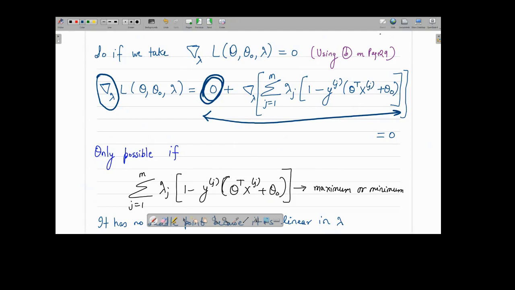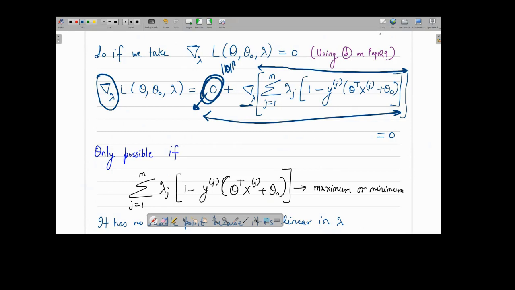Right, good. If you recall, this is basically modulus theta square, so it is not dependent upon lambda. Once you take the derivative with respect to lambda, this thing goes away. It is 0 because it's a constant when you take the derivative with respect to lambda. And now you are taking the derivative with respect to lambda for this complete expression.